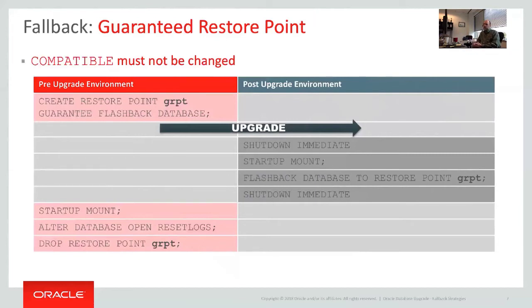The reason you do that, by the way, is that once you set a guaranteed restore point, we will track all the changes in the database in the fast recovery area. And if that fast recovery area fills up with changes, the database will stall until you either add more space to the fast recovery area or drop that guaranteed restore point.